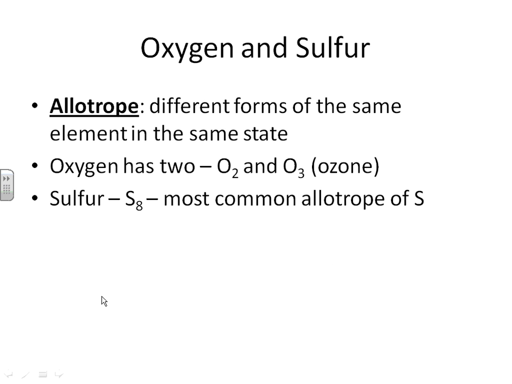Allotrope, a new vocab word. Allotrope is a term used to refer to elements that are the same as one another, but coming in different forms of the same element in the same state. Oxygen and sulfur are good examples of this.